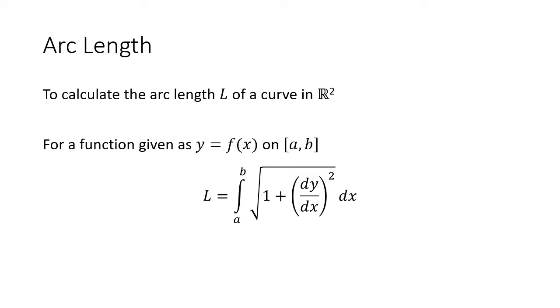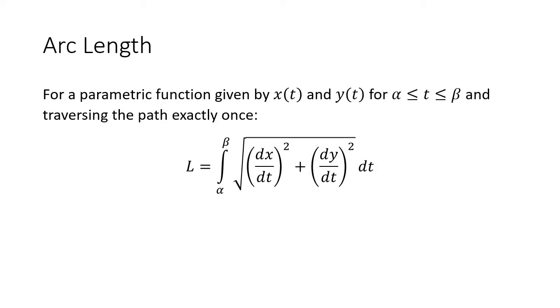Arc length is, again, a measure of space in 2 dimensions, and surface area is going to be a measure of space in our 3 dimensions. And so, if you remember back to your previous lessons, we find the arc length of a curve by this formula. Our arc length L is the integral from a to b, that being the interval of our function, of the square root of 1 plus our derivative squared, dx.